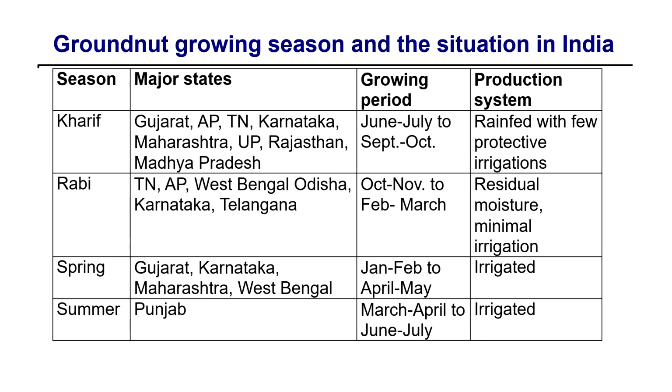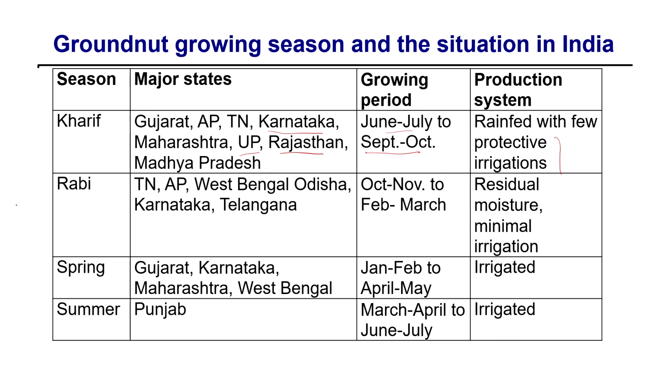So, groundnut growing season and the situation in India. In the first column you can see there are different seasons: Kharif, Rabi, Spring and Summer, and major states. For Kharif, it is mostly taken in Gujarat, Andhra Pradesh, Tamil Nadu, Karnataka, Maharashtra, UP, Rajasthan and Madhya Pradesh. The growing period in Kharif is June, July to September, October. That means it is sown in June, July and harvested in September, October. Then the production system is mostly rain-fed with few protective irrigations.